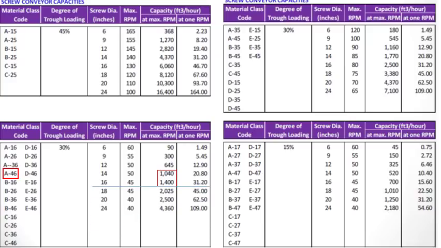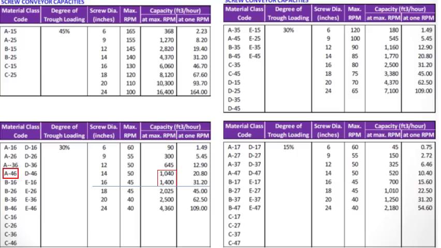The screw diameter in inches is going to be 16 inches. And the maximum RPM is 45 RPM. And at 1 RPM, we will be able to move 31.2 cubic feet per hour. Okay, now the three values we are going to use later to finalize the solution.